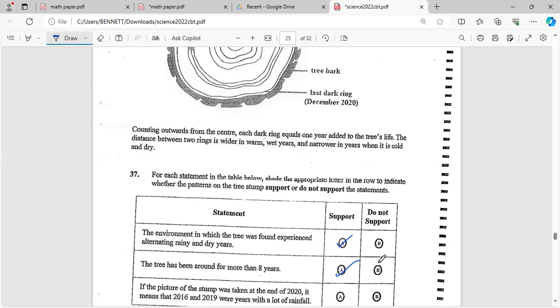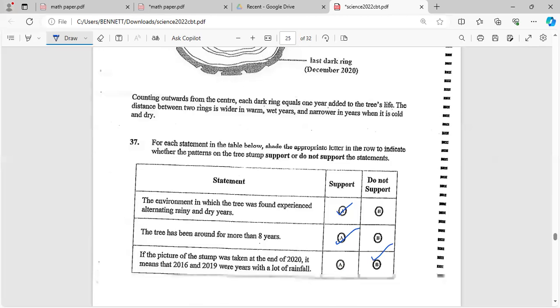No, it is dry. So I'm gonna go with B. The rings are closer, so I'm gonna go with.